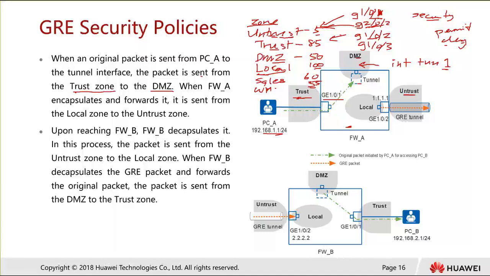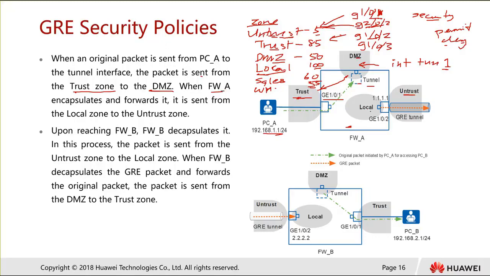Then we have to configure one policy between the two here. So between the trust and the DMZ zone, we should permit them. So this is policy number one. Trust to DMZ, and we should permit. Now this is actually a packet which is before encapsulation. But once it goes into the tunnel, now guess what zone we should actually configure for the tunnel.